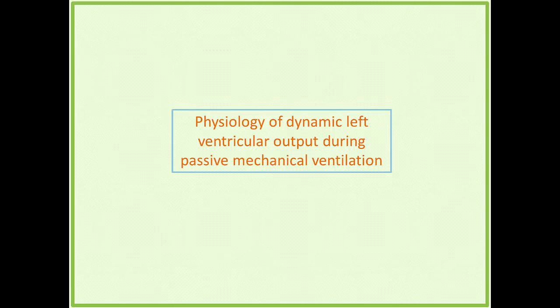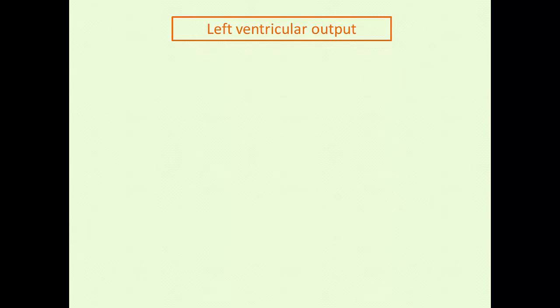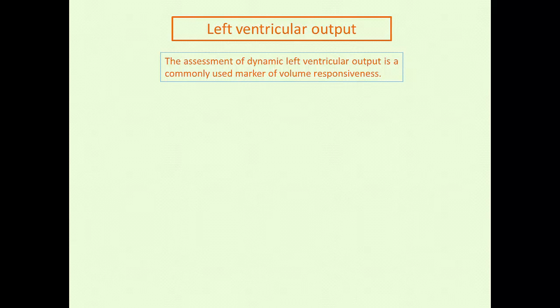So this is the section portion of Chapter 8 entitled The Physiology of Dynamic Left Ventricular Output During Passive Mechanical Ventilation. It's a bit of a mouthful, but it's worded very specifically because this is exactly what we're doing when we are looking at systolic pressure variation or pulse pressure variation or stroke volume variation. This dynamic left ventricular output, as I mentioned, there's multiple ways to do it.